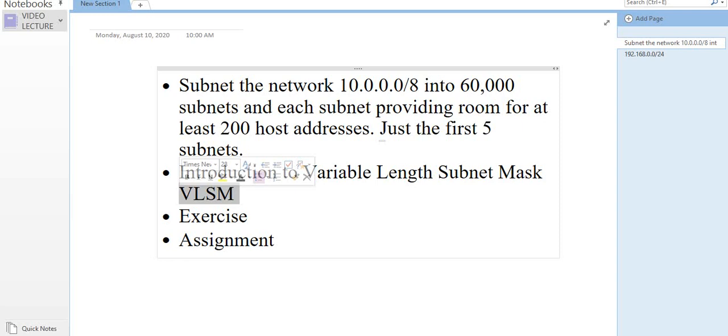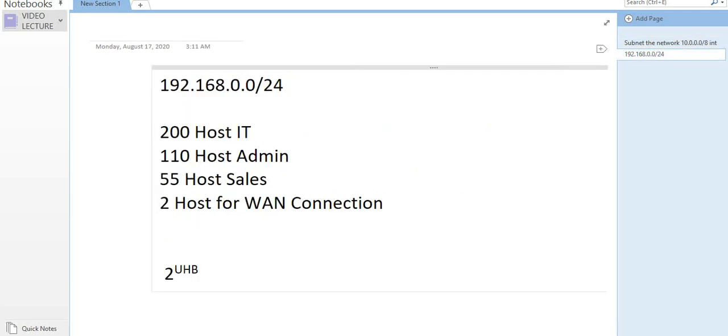Now with VLSM, you do this variably. Let's say for instance department so-and-so has this number of users, and department so-and-so has this number of hosts. So they differ. They don't have equal numbers. You have bigger departments than others. Some departments are big, and some departments have few staff. We're going to demonstrate that on the next page, which will be our exercise.